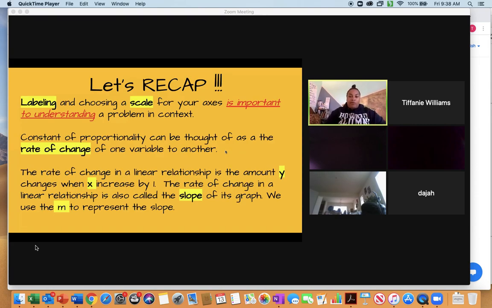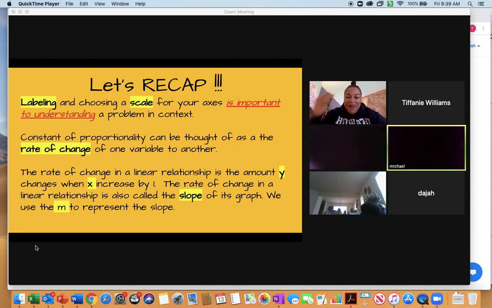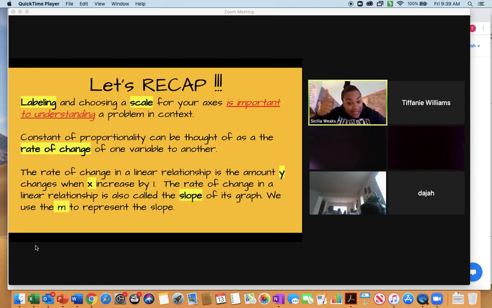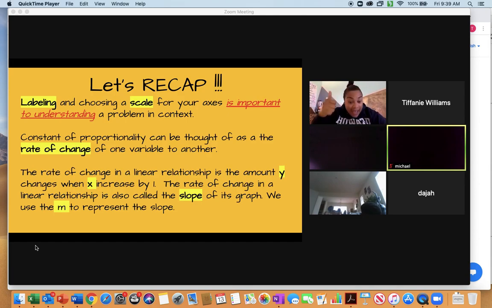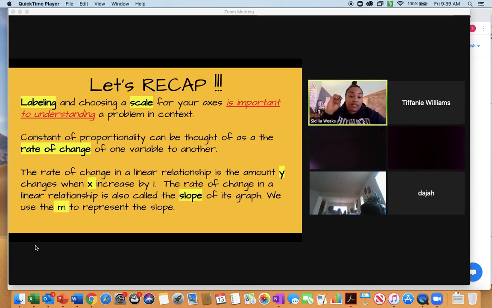Before we do our Do Now, we need to recap. Okay? Mike, you with me? I want you to read the first two lines. Give me some emphasis on those highlighted words. Okay, go ahead. Labeling the scale for your axis is important to understanding our problem in context. Yes, excellent job, Mike. So we are labeling and we are focusing on our scale, right? We highlighted those words because they're super important.